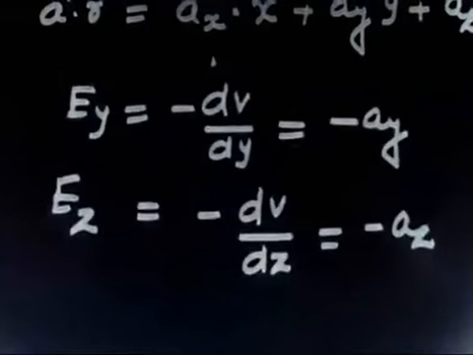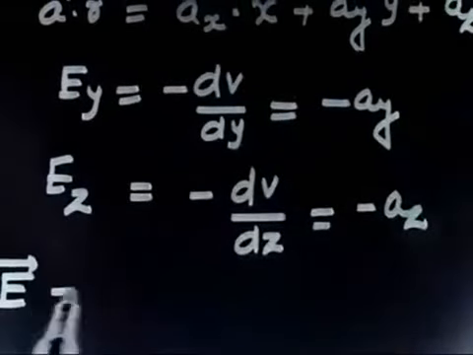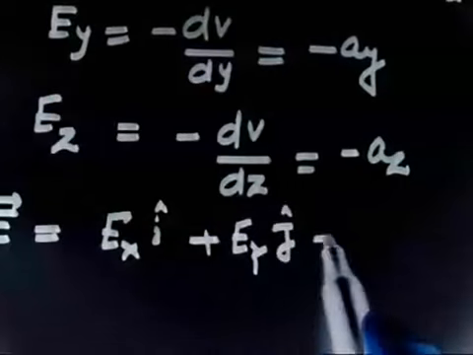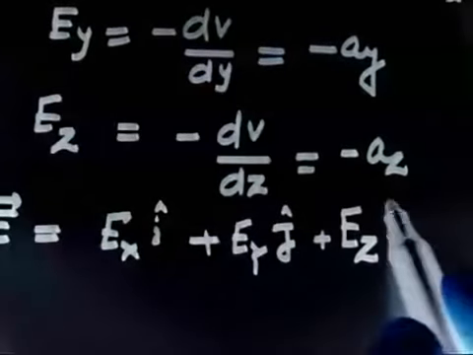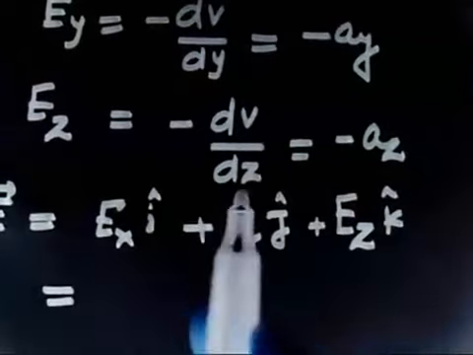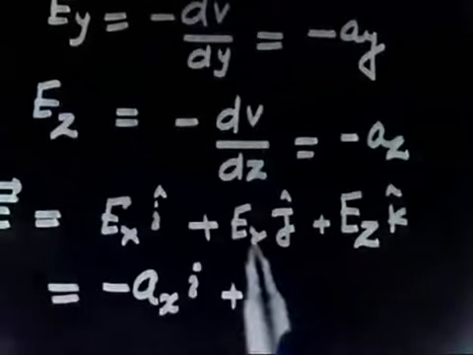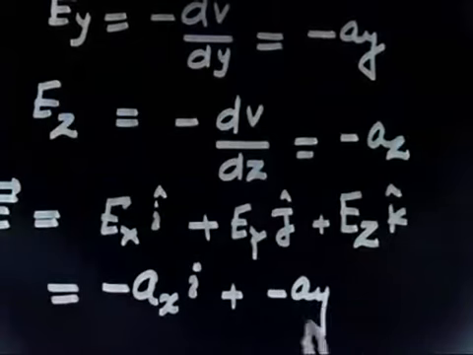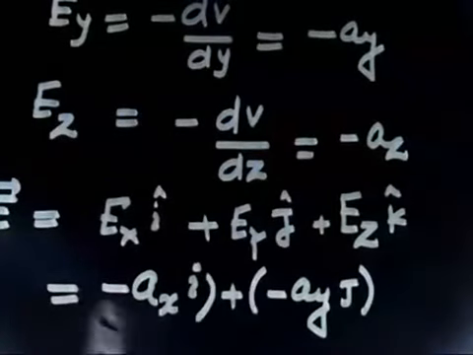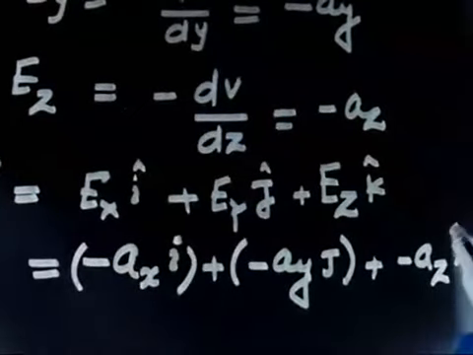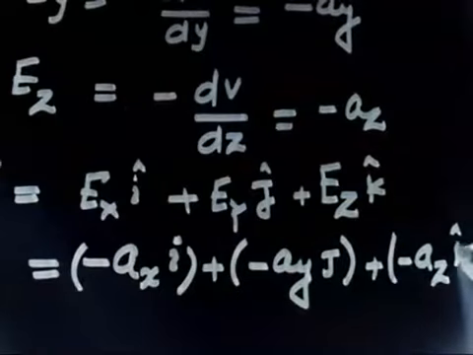Now the resultant electric field can always be written in this way. So E is written as Ex i plus Ey j plus Ez k. So the electric field resultant can always be written in this form. So Ex is minus Ax, so this is minus Ax i cap, plus Ey is minus Ay, so this is minus Ay j cap, plus minus Az k cap. Are you getting? So you will have this value.